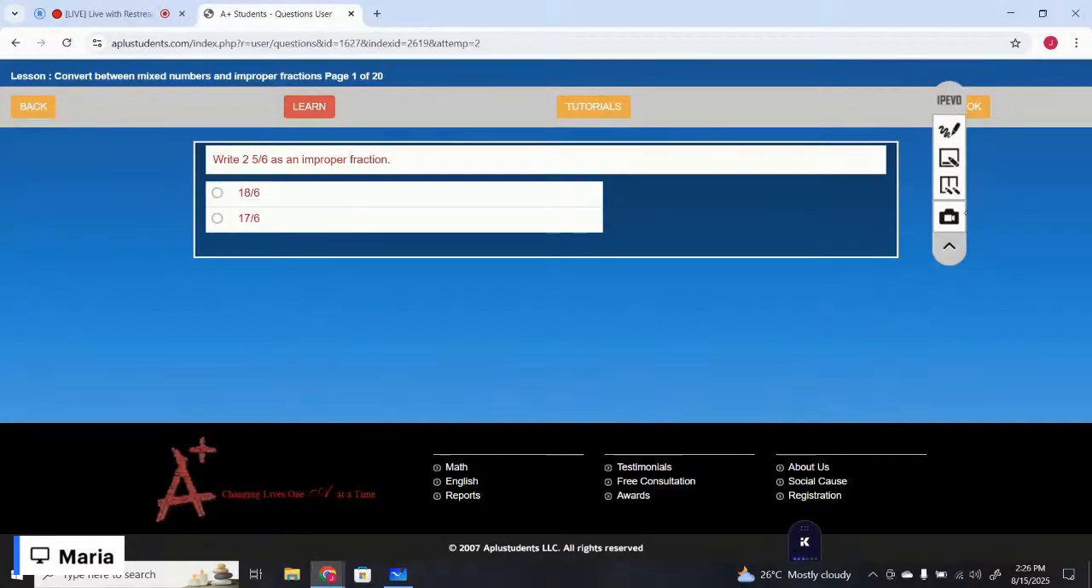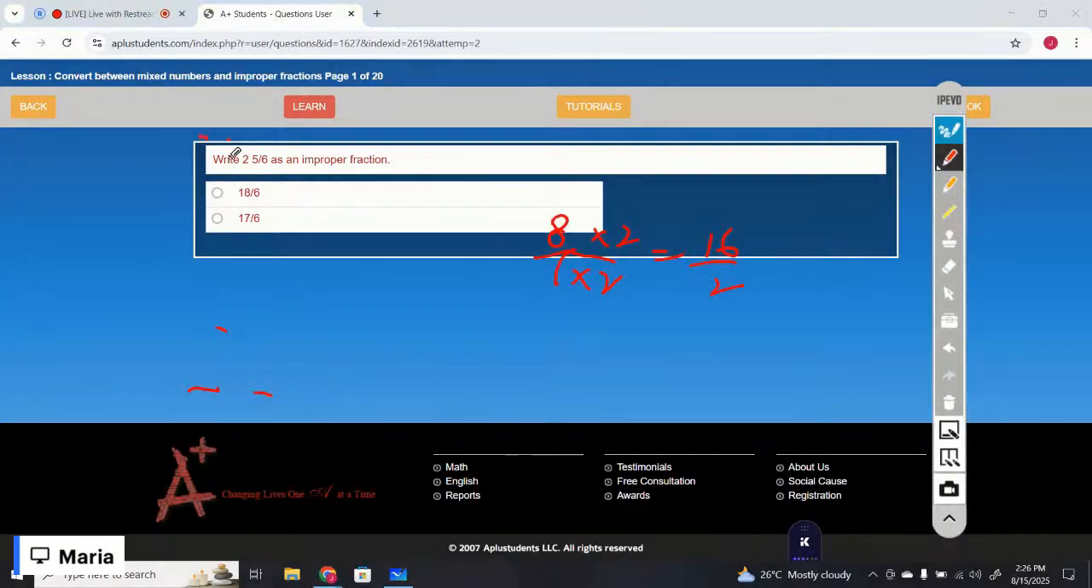Write 2 whole 5 by 6 as an improper fraction. So the denominator is 6. 2 is the whole number, right? So write 2 as 2 over 1 and multiply it by 6 because the denominator is 6. That would be 2 times 6 is 12 over 6. So now you can write 2 as 12 over 6 plus 5 over 6. So 12 plus 5 is 17 over 6.